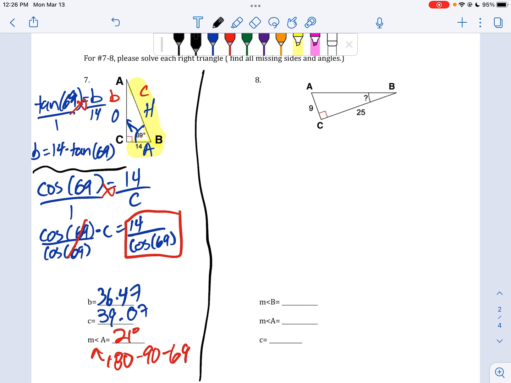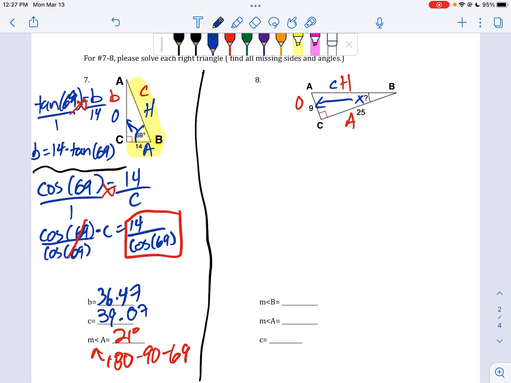Okay. Let's find our missing angle here. So I'll call this X. I'll label this side the opposite. This would be my opposite. This would be the hypotenuse. That would be the adjacent. This is going to be side C when I get there.